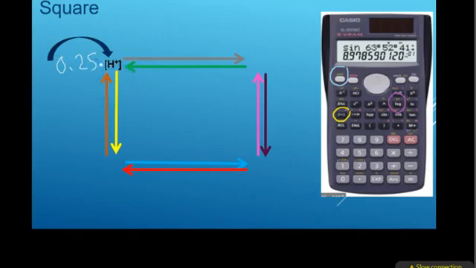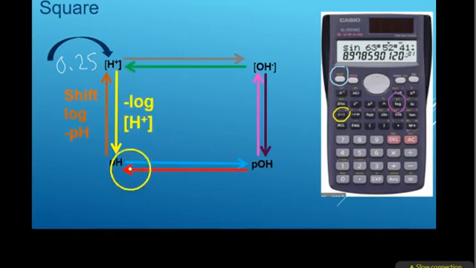Okay, so let's go through the calculations. So 0.25, I want to go down. To go down on this, I'm going to take the negative log of 0.25. So in your calculator, negative log 0.25, and your answer should come out to 0.6 as your pH. Now remember that number plus the pOH is equal to 14. So this number is 13.4.